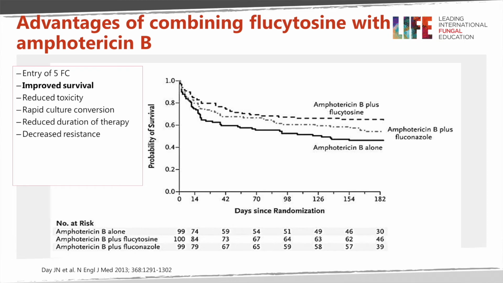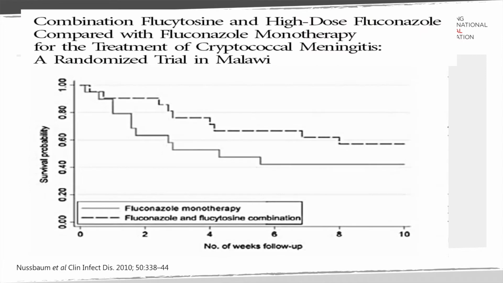And patients who had a combination of amphotericin B with flucytosine had a rapid conversion of their culture results. Another randomized clinical trial was done in Malawi, which is one of the resource-limited settings in sub-Saharan Africa. They clearly demonstrated that fluconazole combined with flucytosine was superior to fluconazole monotherapy. So in resource-limited settings where amphotericin B, the good form, liposomal amphotericin B, is not available, the use of fluconazole in combination with flucytosine can also be encouraged.